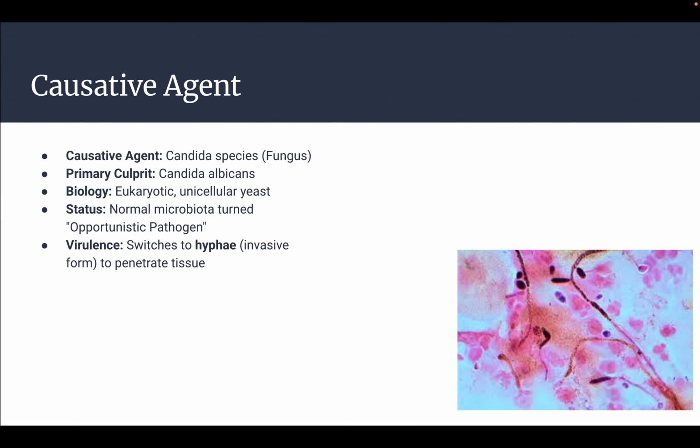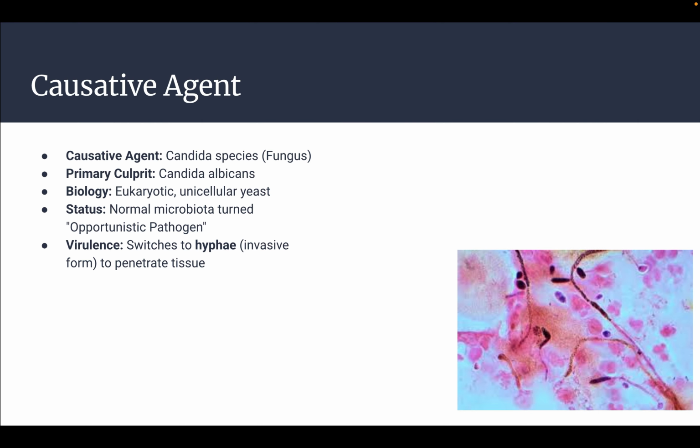Let's start with what we're looking at. The cause of this infection is a fungus called Candida. There are hundreds of types of Candida. The most common one seen in hospitals is Candida albicans. It's important to understand that this isn't just a germ that you pick up from a dirty surface. It's a yeast that lives inside of most of us right now. It can be in our mouths or on our skin without causing any trouble.